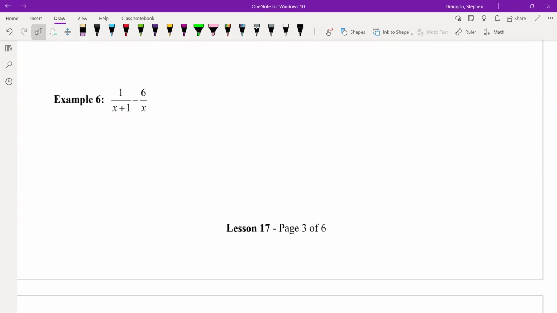Another go round. This time I'm going to subtract my two rational expressions, or my two rational functions. So same thing, get a common denominator. On the right, we're missing an x plus 1, and on the left, we're missing an x. I'll multiply those pieces in and see what we get. I've got an x plus 1 over x times x plus 1 minus 6x plus 6 over x times x plus 1.